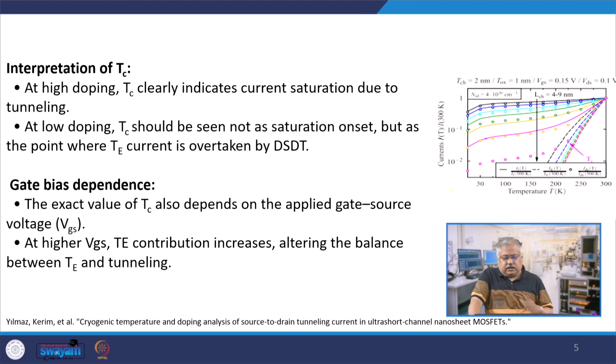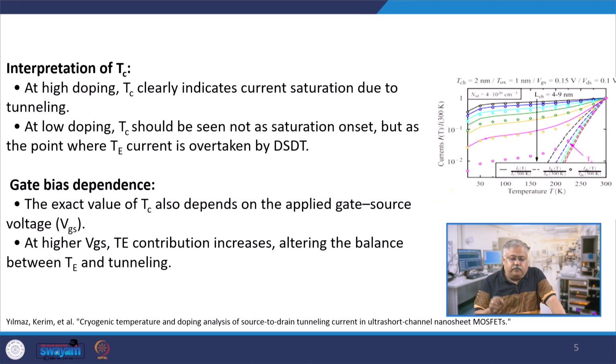Now, let us look at the same graph. We will again look at it from a different perspective, and we will be looking at the interpretation of Tc or the critical temperature. At high doping concentration, Tc clearly indicates that saturation is because of tunneling. At low doping, Tc, which is the tunneling critical temperature, should be seen not as a saturation, but as the point where the thermionic emission exceeds the DSDT.